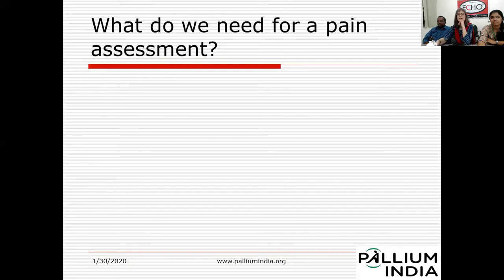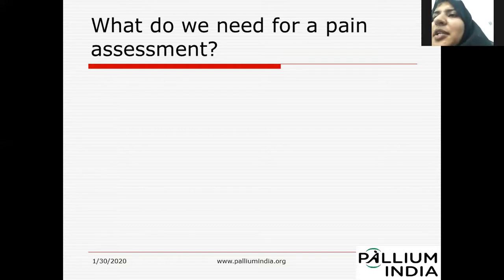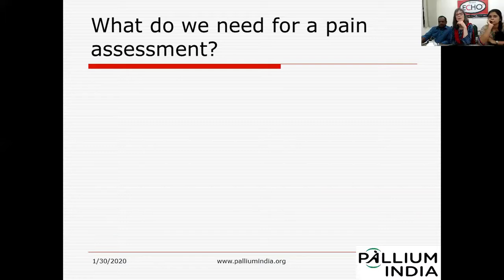Okay, so for pain assessment tool, do you mean the various scales we have? Scales. That's a good answer. So you want to make sure to have some scales for pain. Okay, that's a good answer. Anybody else? Any other thoughts?